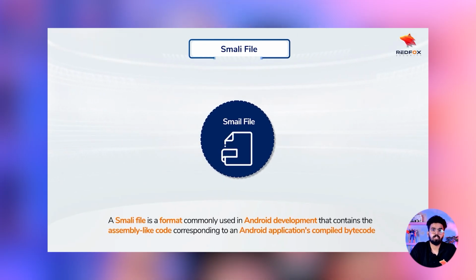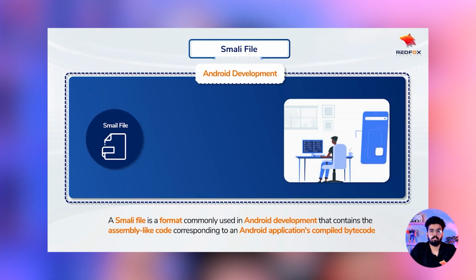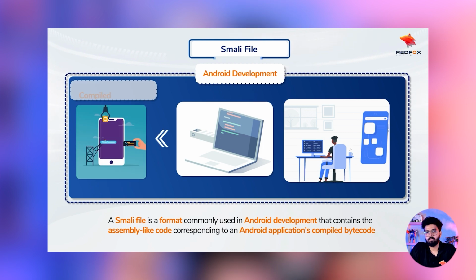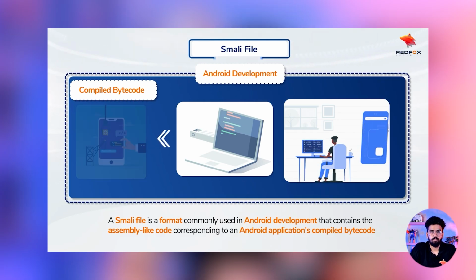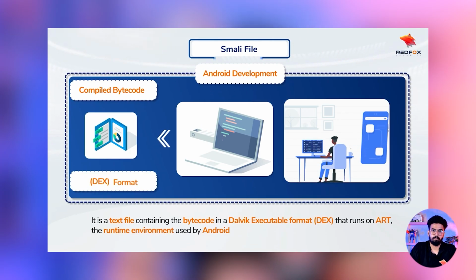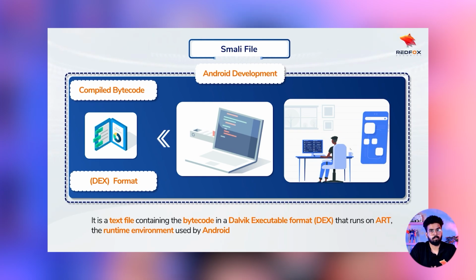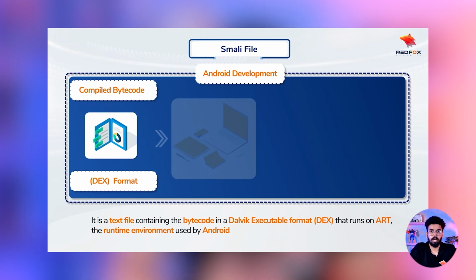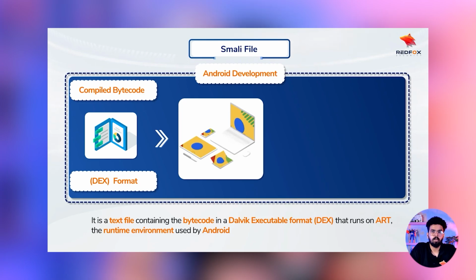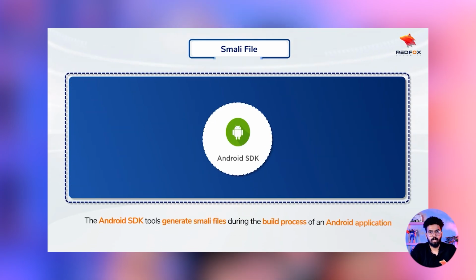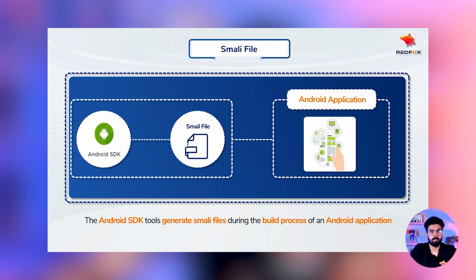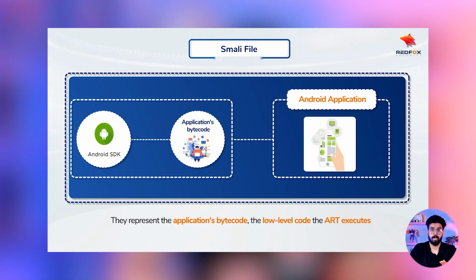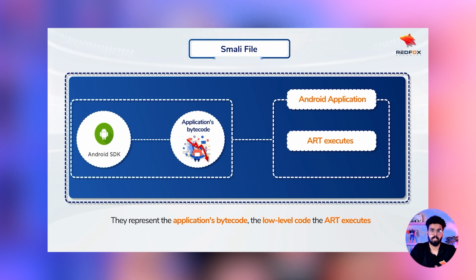A small file is a format commonly used in Android development that contains the assembly-like code corresponding to an Android application's compiled bytecode. It is a text file containing the bytecode in a Dalvik executable format that runs on ART, the runtime environment used by Android. The Android SDK tools generate these files during the build process of an Android application. They represent the application's bytecode, the low-level code the ART executes.